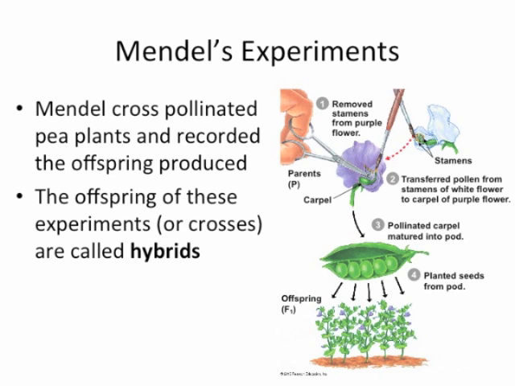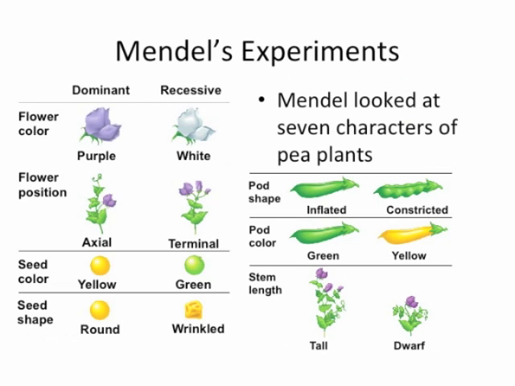So he would cross-pollinate plants, and he'd record the offspring that he had. The offspring of his crosses are called hybrids, so he'd look at the hybrids, and he had numbers for these. He'd call the parents the P generation, the offspring would be the F generation, and he'd have F1 and then he'd have F2. So sometimes he would take his parent plants, cross them to get an F1 generation, and then cross the F1 with itself to get an F2 generation, and we'll be talking about things like that as well.